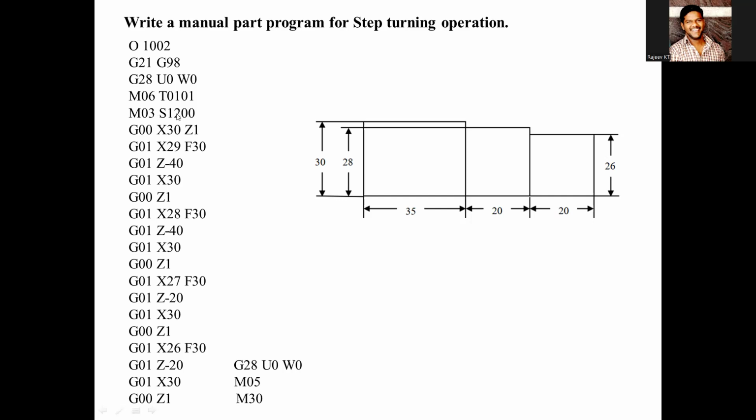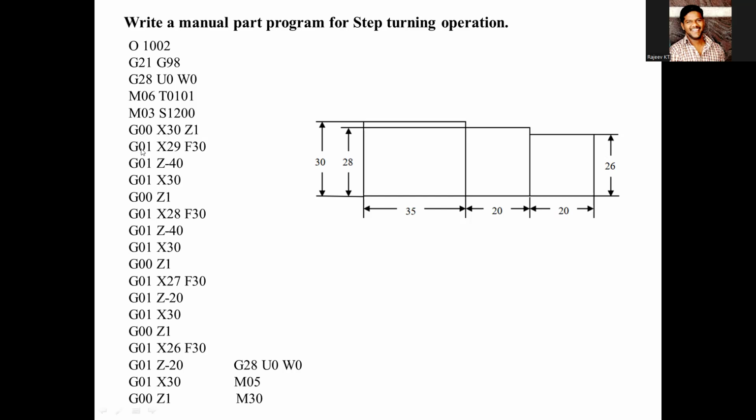You can give this any value. This value depends on the machine specification. The maximum speed of the machine will be mentioned on the machine, and up to that speed we can give this value. Next is G00, rapid travel, up to X30 Z1. X30 means this reference point. Up to this point it will come and stop.